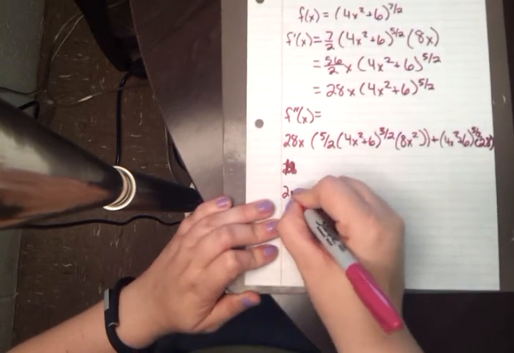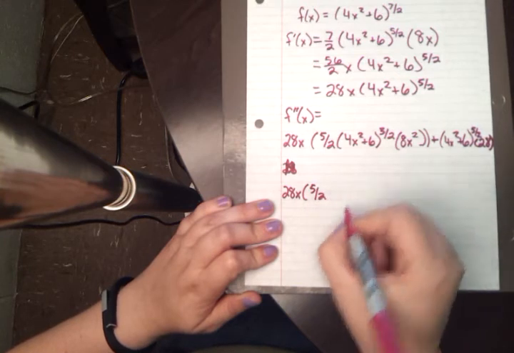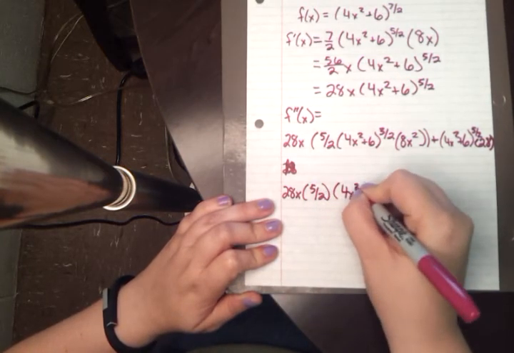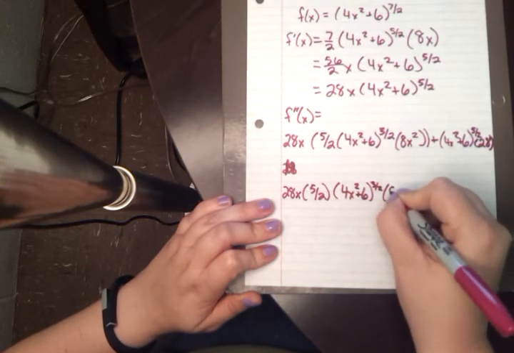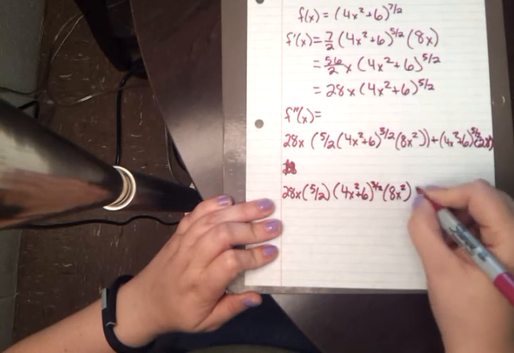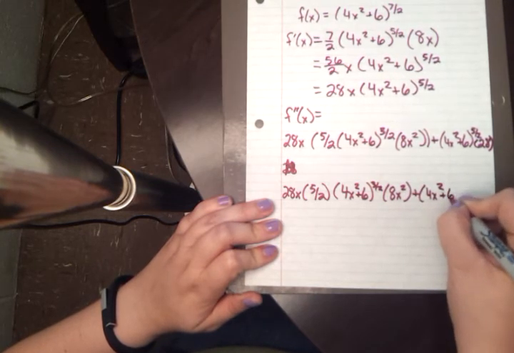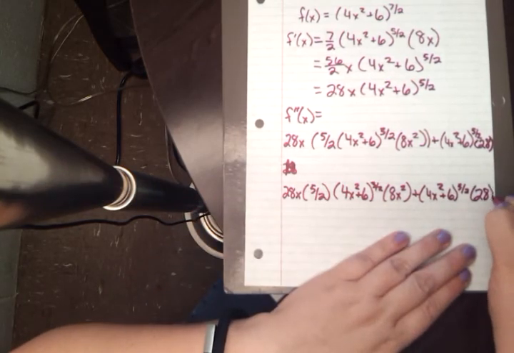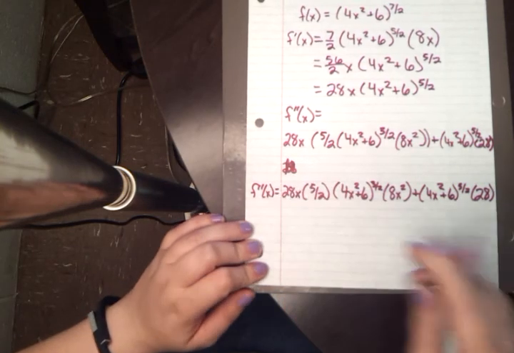All right, 28x times 5/2. Let's see, I can put that in parentheses. 4x squared plus 6 to the 3/2 times 8x, plus 4x squared plus 6 to the 5/2 times 28. All right, and that's our f double prime of x.